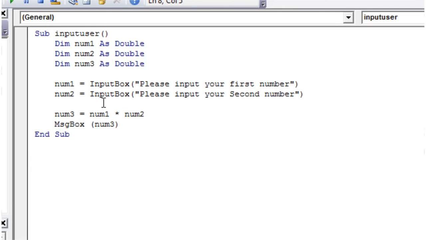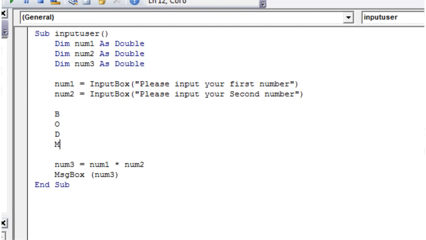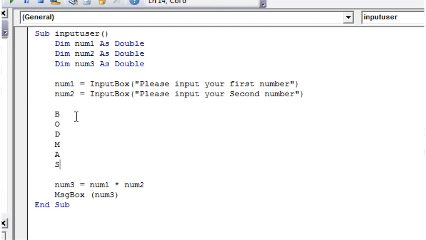So for those that haven't heard of this, BODMAS. What this means is brackets over division, multiplication, addition, subtraction. So all this means is anything in brackets gets done first, then it's followed by anything that has a division, then a multiplication, then any additions, and then any subtraction.